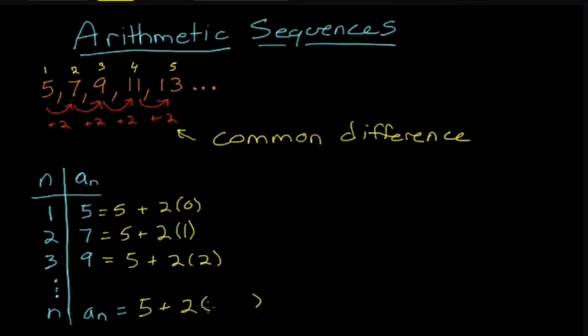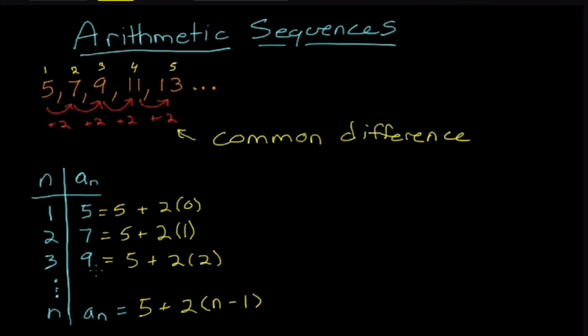So how would we write 1 less than the term number? Well, we write the term number and then we subtract 1 from it. And generalizing this form, we can say that the nth term of this sequence is going to be 5 plus 2 times the difference of n and 1.